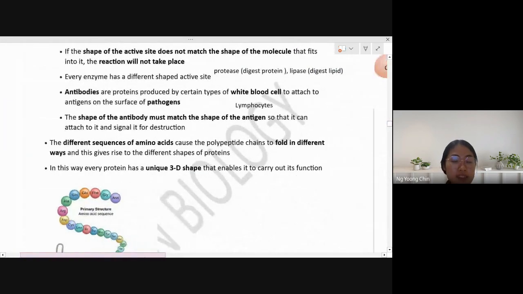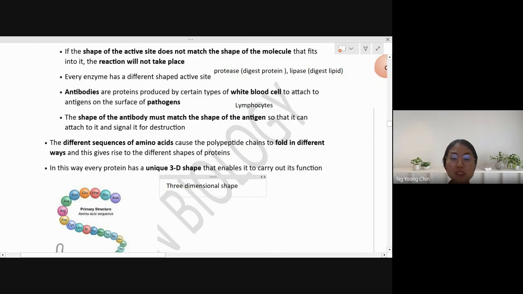See, because of the different sequence of the amino acids, they will cause the chain to fold in a different way. You have 20 types of amino acid, right? So when they are arranged in different sequences, different structures will be produced. Different structures will carry out their own functions. So every kind of protein has a unique 3D shape, meaning a three-dimensional shape.